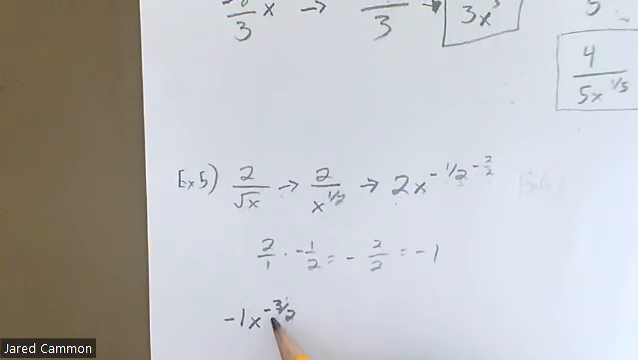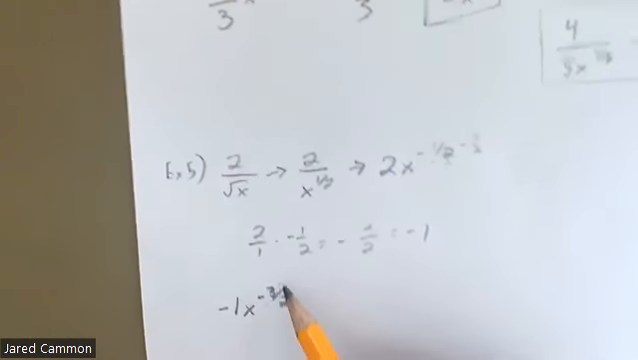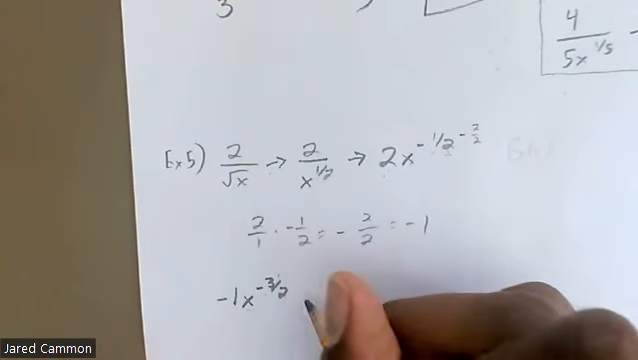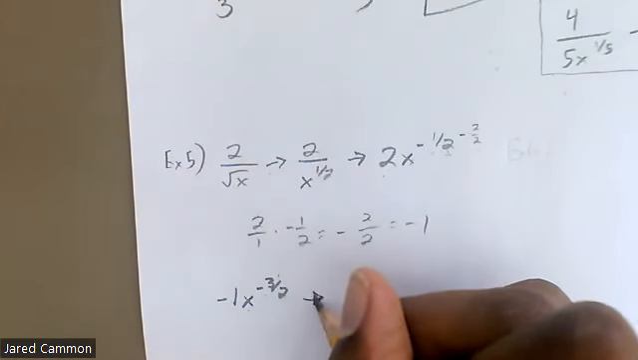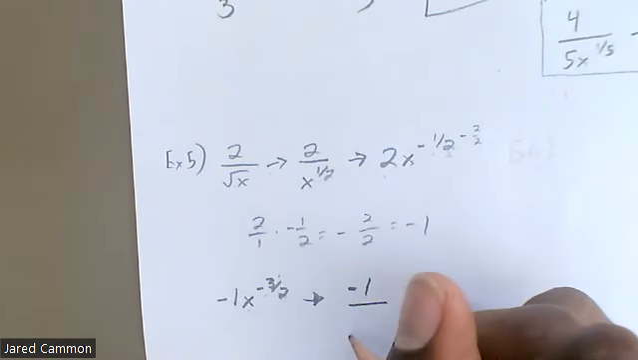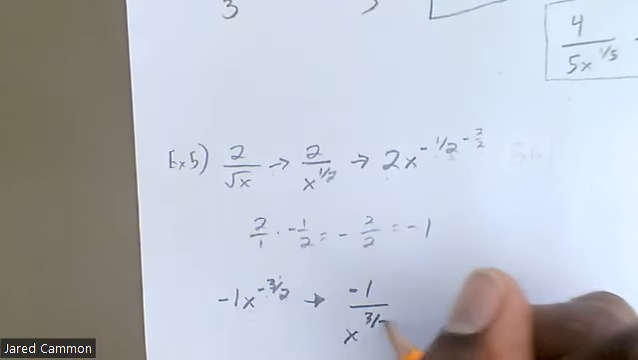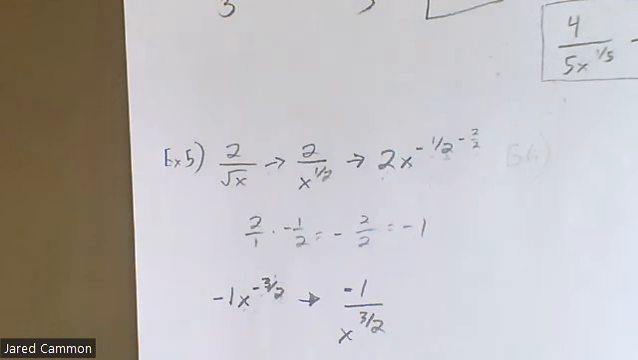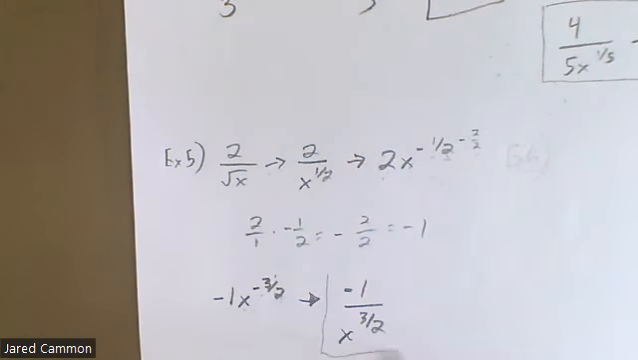Now, again, we don't like to have an exponent that's negative. So I'm going to flip that to the bottom. Now I'm flipping again the base and this exponent. Everything else stays where it is. So in the end, we're just going to be getting 1 over x to the 3/2. Okay. And then that would be the answer.